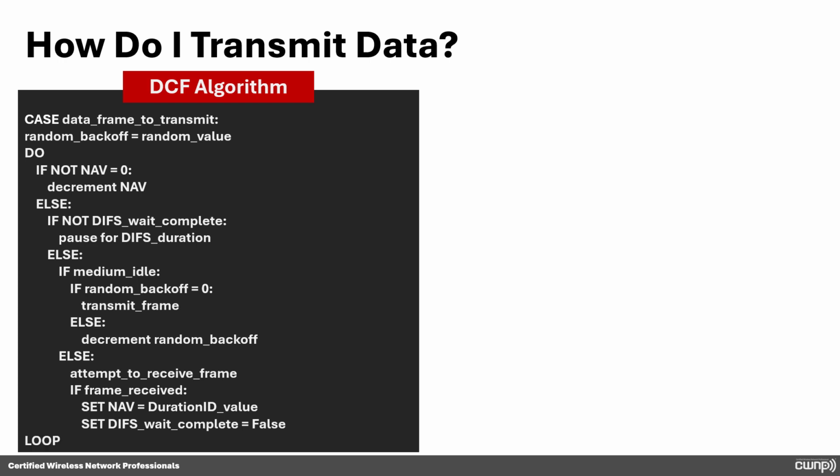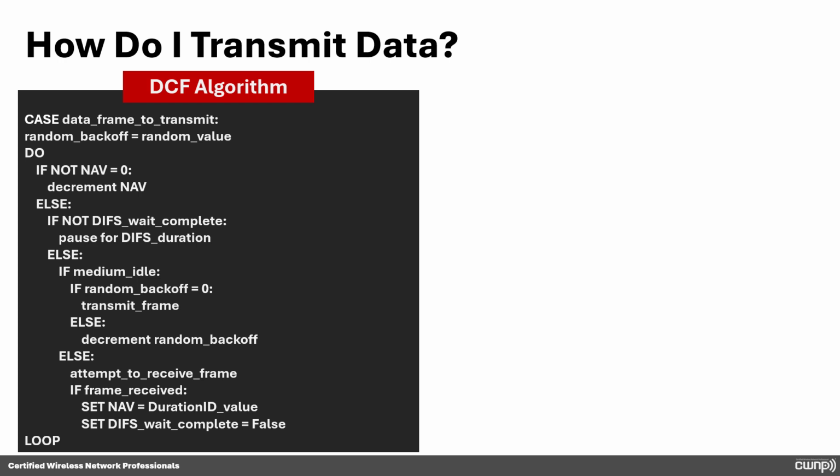Now let's think about this algorithm. What we're doing first is checking to see if the network allocation vector is equal to 0. This is what you set when you actually read the duration ID field value from a frame. You set this NAV timer, right? And the NAV timer needs to count down to 0 before you can really do anything else. This is called virtual carrier sense. So the first thing we're doing is just making sure that we've taken care of virtual carrier sense. There's no use in doing anything else if our NAV timer is above 0.